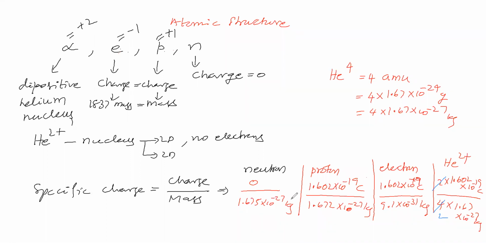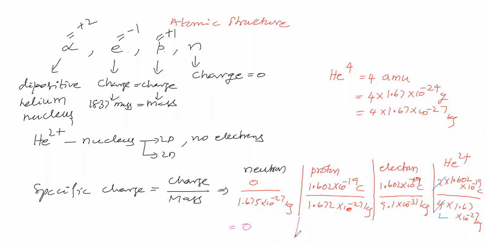Now, which is having the least specific charge? Then you say the order of specific charge. Which is having the least value? Since the numerator is 0, specific charge is 0 for a neutron. Anything, 0 by anything is 0. Now proton we'll see.